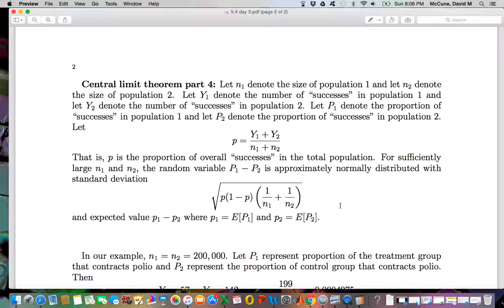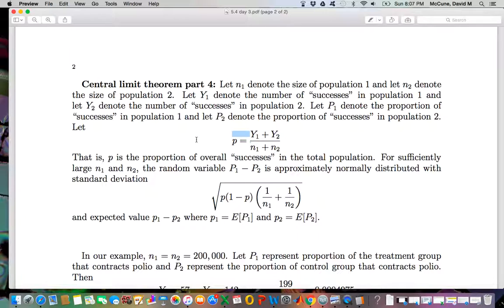So let's let N1 denote the size of population 1, N2 denote the size of population 2. In questions like this, you always have two populations of interest. In the example we are dealing with now, the two populations are the treatment group and the control group. Let's let Y1 denote the number of successes in population 1, and Y2 denote the number of successes in population 2, where we use success in quotes because in this case, a success is getting polio. It's getting this characteristic that you're interested in.